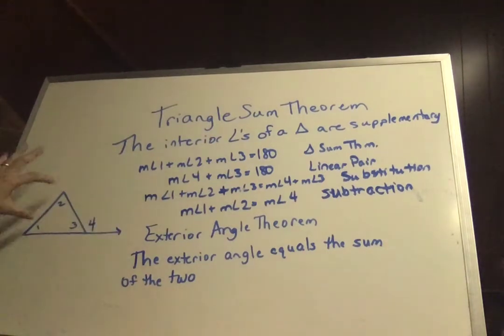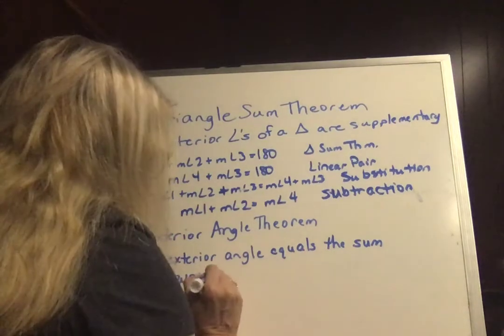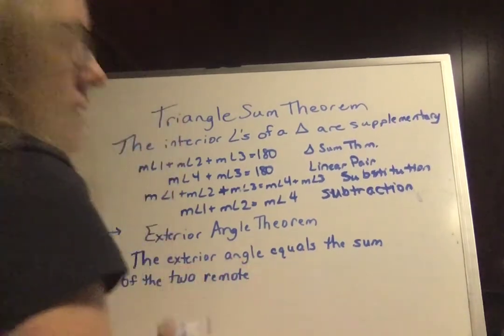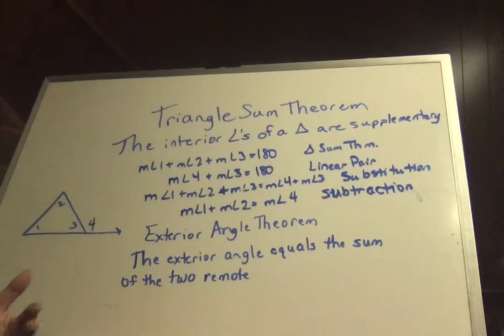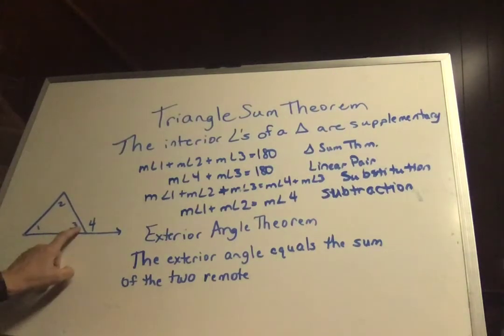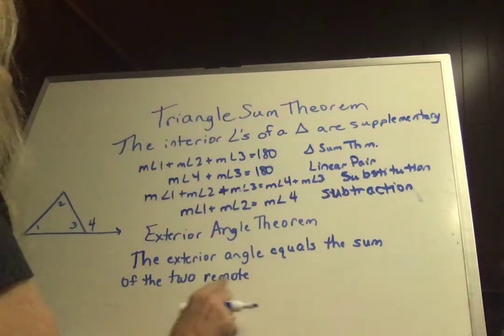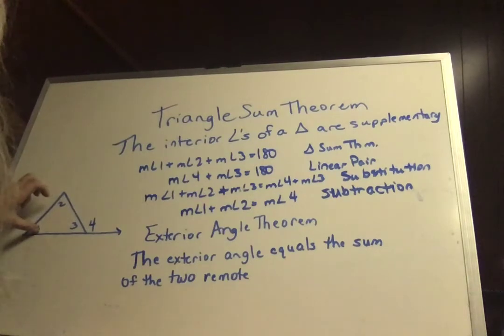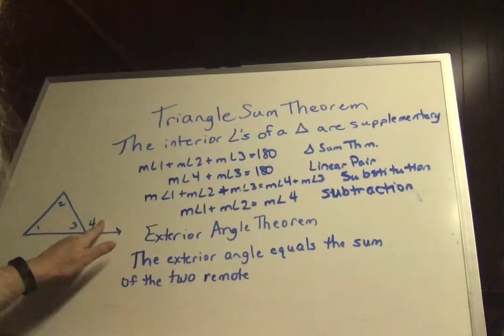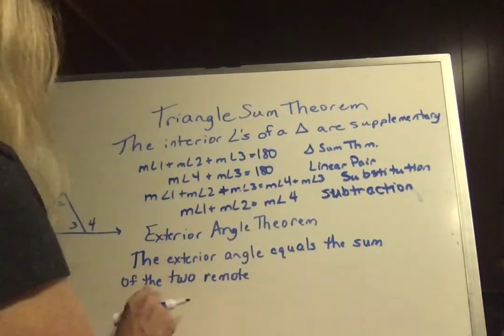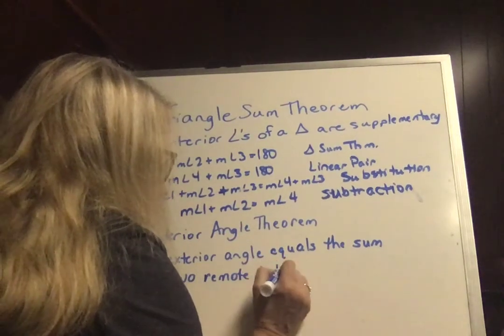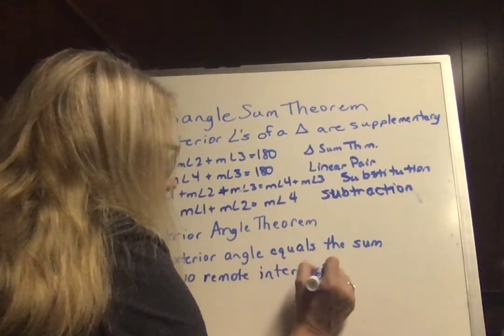Now, let's look at those 2 angles. They're far away from 4. 3 is right next to it. 1 and 2 are far away. A word for far away is remote. The remote to your TV, because it's far away. This would be like the TV being right next to it. You wouldn't need a remote. But these are across the room. Of the 2 remote, 1 is inside the triangle. 2 is inside the triangle. So the one on the outside, 4, equals the sum of the 2 remote interior angles.